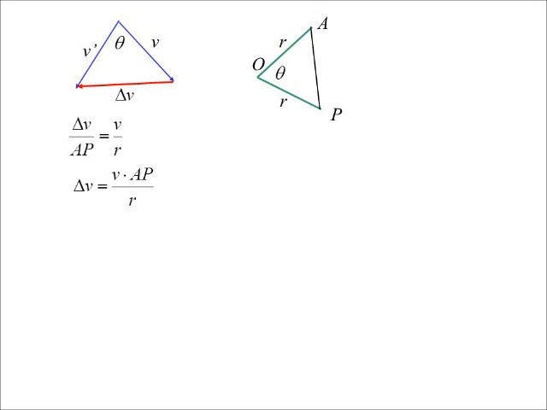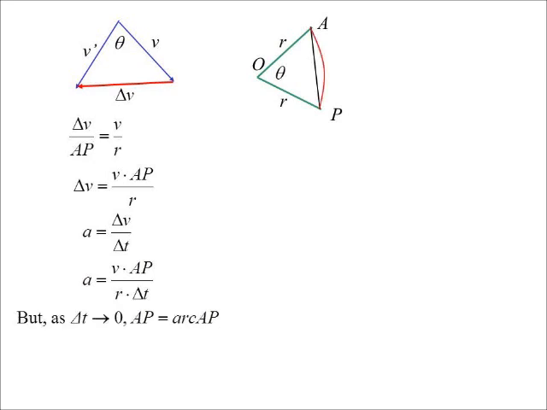So we know acceleration is the change in velocity over the change in time. So our acceleration, now I can write it down. It's going to be V times AP over R times the change in time. Now remember, we're talking about circular motion, so that change in time is approaching zero, because you're just constantly changing direction when you're going in a circle. So that delta t must approach zero. But also, if it's approaching zero, the length of the arc would be the same as the length of the chord, because you haven't really moved. So as it approaches zero, AP would equal the length of arc AP.